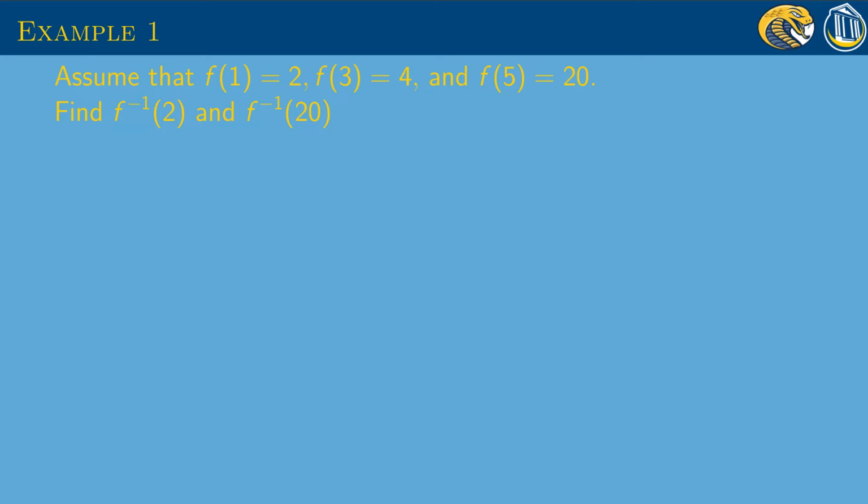So, let's say we have a function defined such that f of 1 equals 2, f of 3 equals 4, and f of 5 equals 20. Even though we don't have a name for this function, and we don't have a graph of every single point on this function, we can still find the inverse at a few specific points. Specifically, f inverse of 2 is going to equal 1 because f of 1 equals 2.